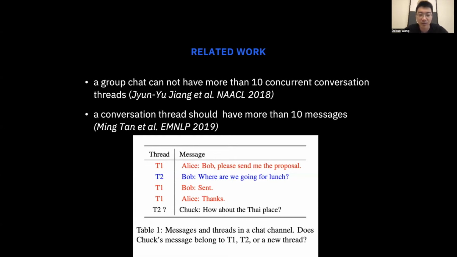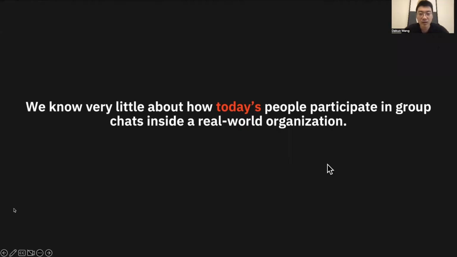But we argue if the fundamental assumption and the understanding of how humans are using these instant messaging systems are inaccurate, then the algorithms building on top of these hypotheses are also likely to be inaccurate. With that motivation, we ask this. We know very little about how today's people participate in group chat inside a real-world organization.